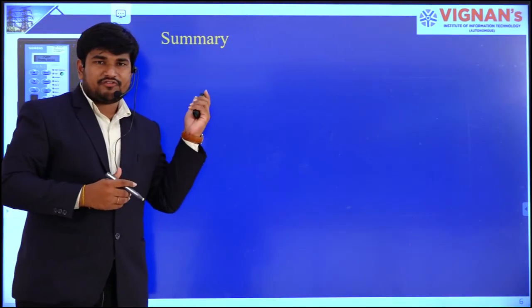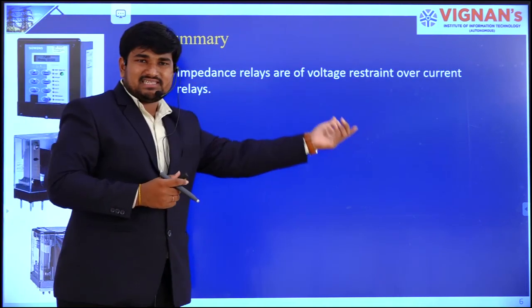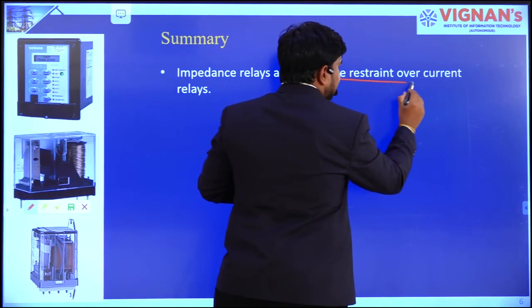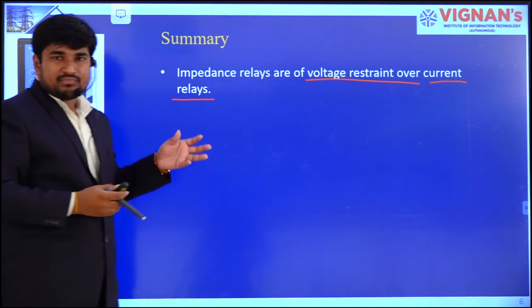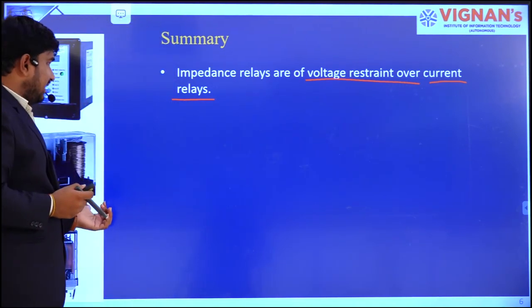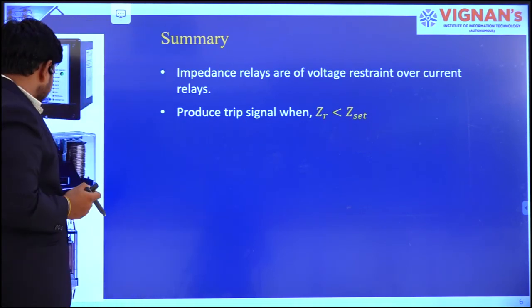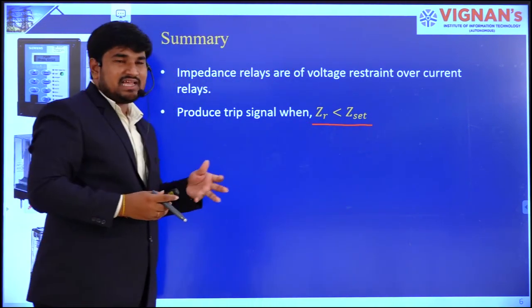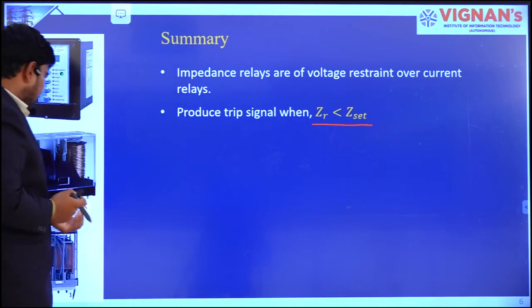Let me summarize what we have discussed about the impedance relay. The first one is that impedance relays are voltage restrained overcurrent relays, because I am using the voltage signal as the restraining quantity and the current signal as the operating quantity. That's why we call it a voltage restrained overcurrent relay. And the second one is that it will produce a trip signal whenever the impedance measured by the relay is less than the set value.